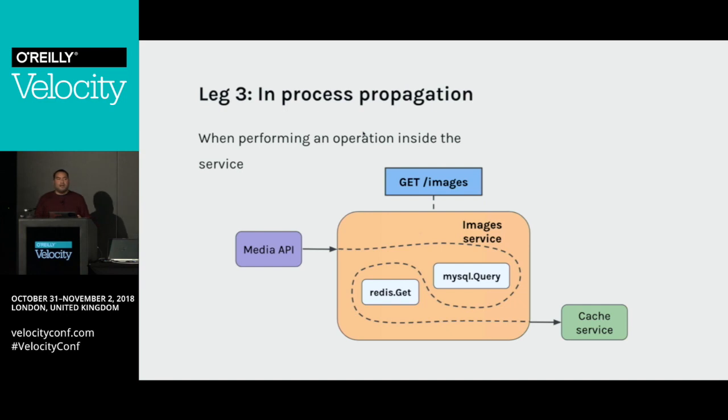And finally, we have in-process propagation. In-process propagation is about performing an operation inside your component, doing a Redis get or doing a SQL call. Again, when your component does this Redis call, it will create a span saying, I am doing this Redis call with this information. It took this time, and I am doing it as part of the trace with ID ABC123.